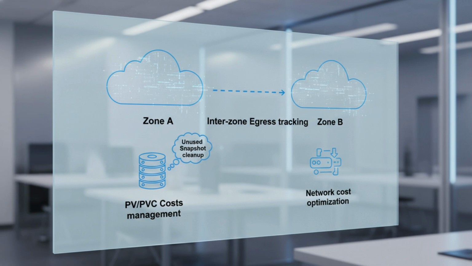CPU and memory aren't the only costs in Kubernetes. Storage and network often represent a huge chunk of the bill. PV/PVC costs can accumulate quickly if you use high-performance SSDs for workloads that don't need them. Even more significant is inter-zone egress, the cost of data moving between different availability zones. Kubecost tracks these network flows and can identify high-cost paths.